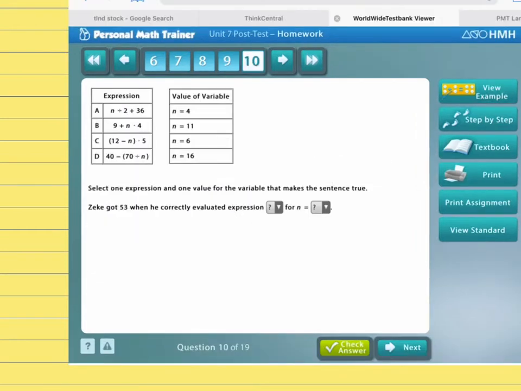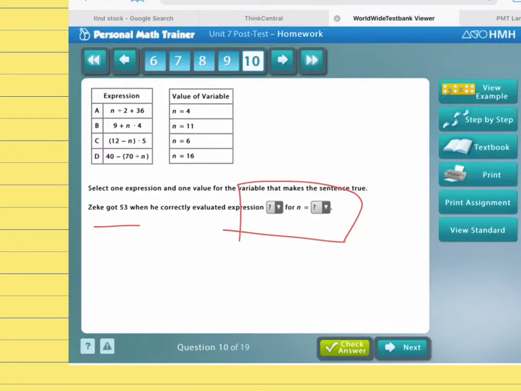All right, question number 10. What we're going to be doing here is using the plug it in strategy. So we're going to select one expression and one value for the variable that makes the sentence true. Zeke got 53 when he correctly evaluated this expression. So what is going to give us 53? We're going to have to substitute, and we're going to have to do each one.